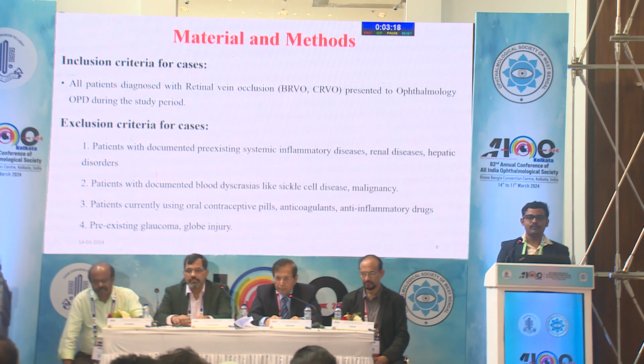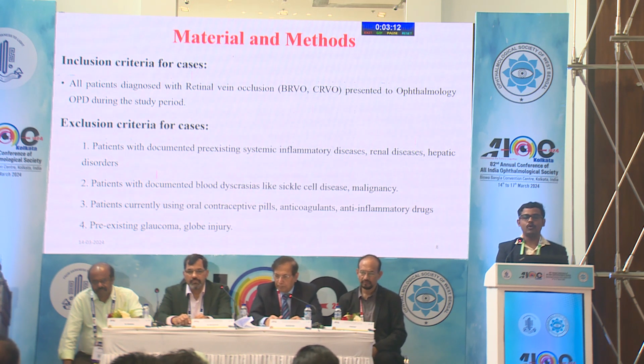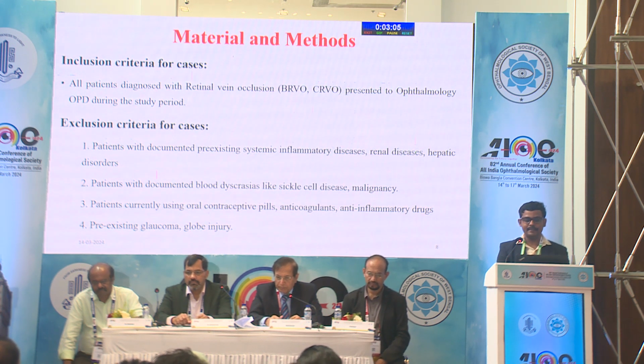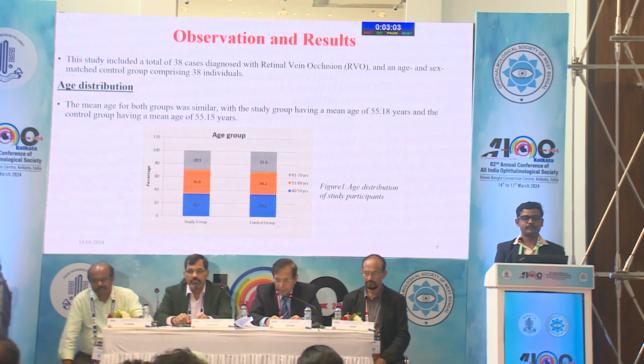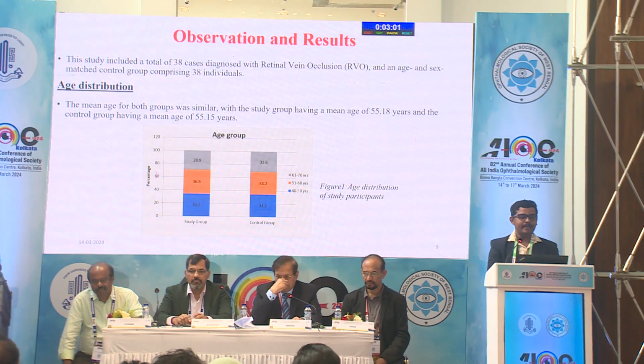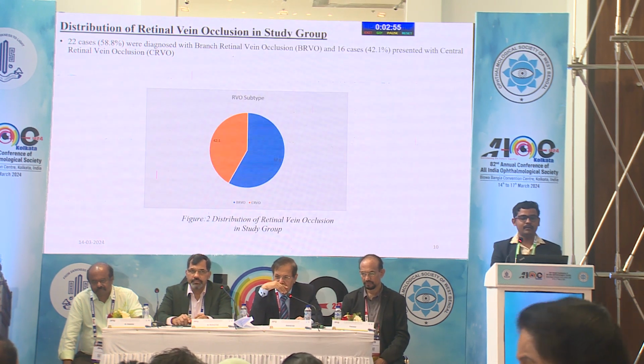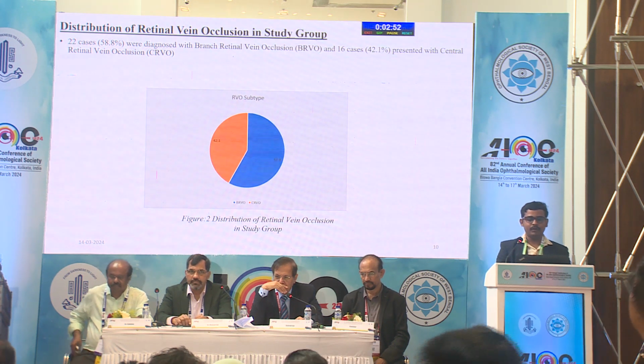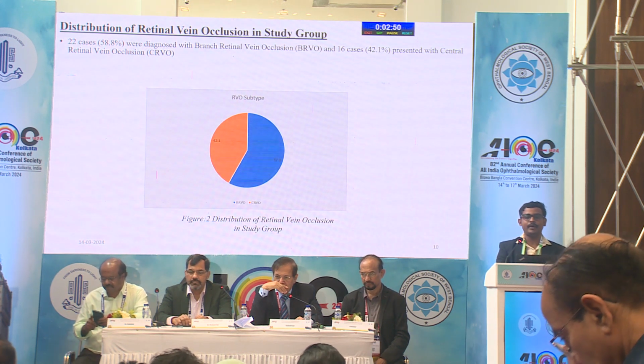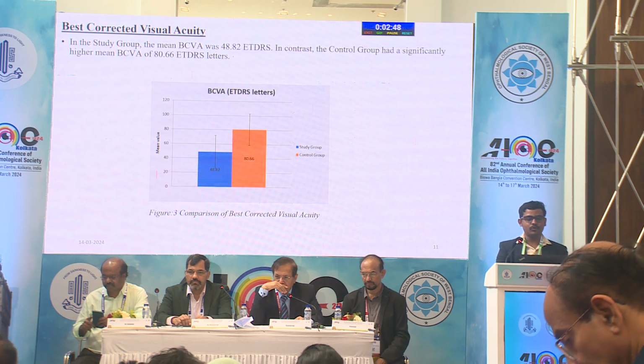This is my inclusion and exclusion criteria. Exclusion criteria were pre-existing documented systemic inflammatory diseases, documented blood dyscrasia, patients currently using OCP, anticoagulants, anti-inflammatories, pre-existing glaucoma and globe injury. Result: mean age in the study group was 55.18 years and in the control group 55.15 years, and 42.1% were in the CRVO group and 57.9% in the BRVO group.